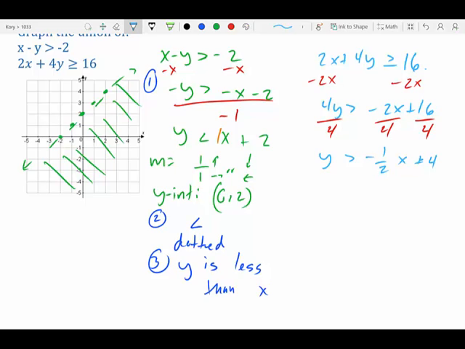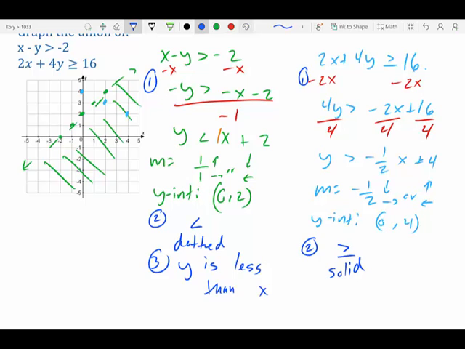So we need to find a few things. Our m is negative 1/2, so I can go down and right or up and left. And our y-intercept is 0, 4. So we're going to 0, 4, plot our point, and we're going to use our slope. I'm going to go down and right. So down 1, right 2, down 1, right 2. Now, is this going to be solid or dotted? So our second step is to figure that out. It's going to be solid because we have that line underneath. So connect it with a solid line.